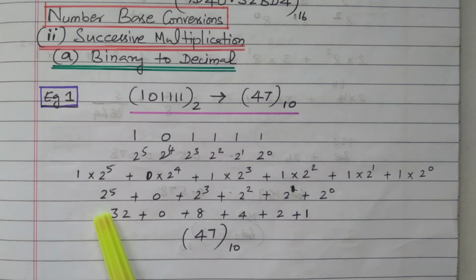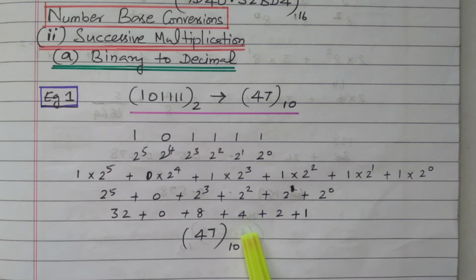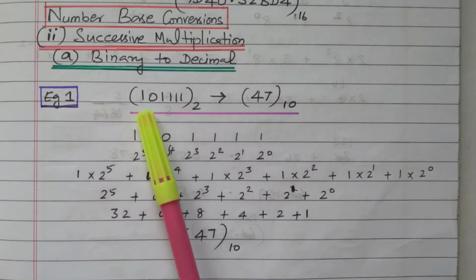So 1 into 2 to the power 5 means 2 to the power 5. The 0, so it becomes 0. This is 2 to the power 3. 1 is there, so 1 into 2 to the power 2, 2 to the power 1 and 2 to the power 0. So 2 to the power 5 is 32 plus 0. The digit is 0. 2 to the power 3 is 8. 2 to the power 2 is 4. 2 to the power 1 is 2 and 2 to the power 0 is 1. So while adding all these values we got 47. So the decimal equivalent of the binary number 10111 is nothing but 47.